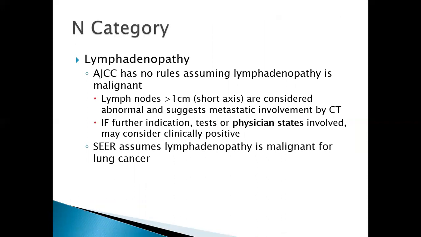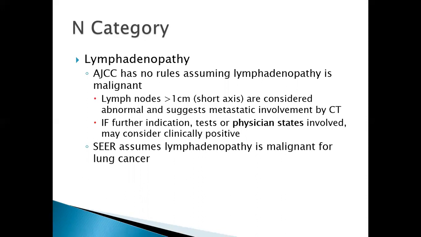You may see the word lymphadenopathy on imaging. Now, AJCC does not have rules assuming lymphadenopathy is malignant, where summary stage does for lung cancer. But keep in mind, if a lymph node is greater than 1 centimeter in the short axis by CT scan, that's the verbiage they'll use in the radiology report, it is considered abnormal and suggests metastatic involvement or positive for cancer in the lymph nodes.